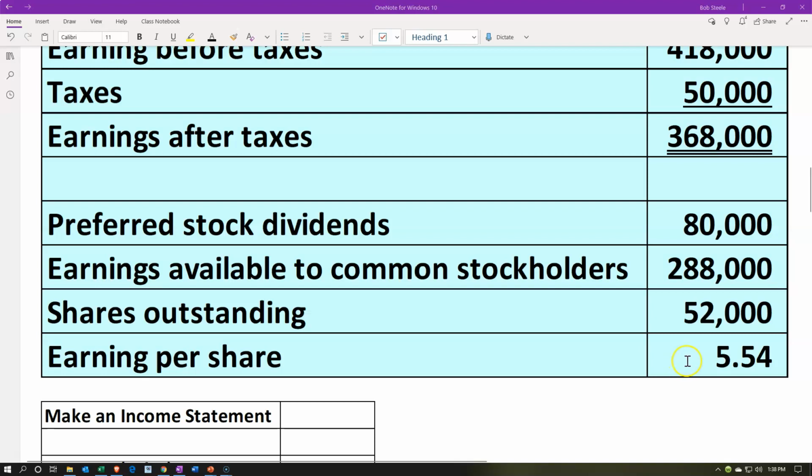So there are pros and cons that go with this earnings per share, but hopefully you now get a better understanding of what that number means in its relation to the income statement and to the earnings after taxes, or net income.